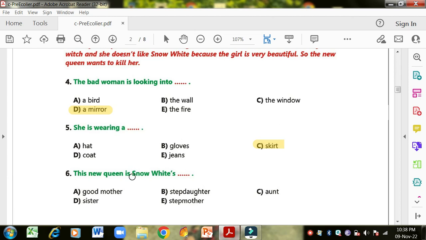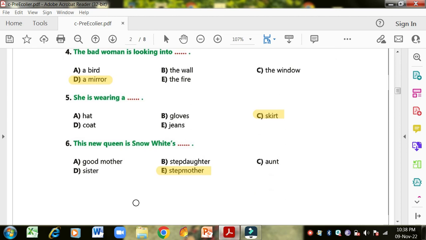Number 6. This new queen is Snow White's dash. Grandmother, no. You know that this is the story of Snow White. Her mother dies and now her father marries again. So what is the relation of Snow White with that woman? Is she a good mother, stepdaughter, aunt, sister or stepmother? Yes, definitely it is stepmother. She is a stepmother. So E option is correct.